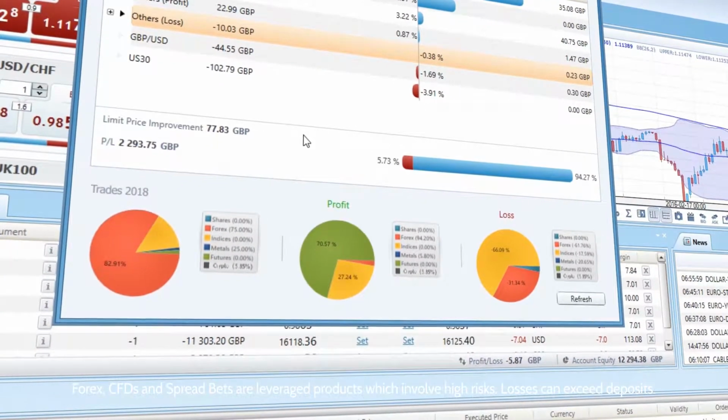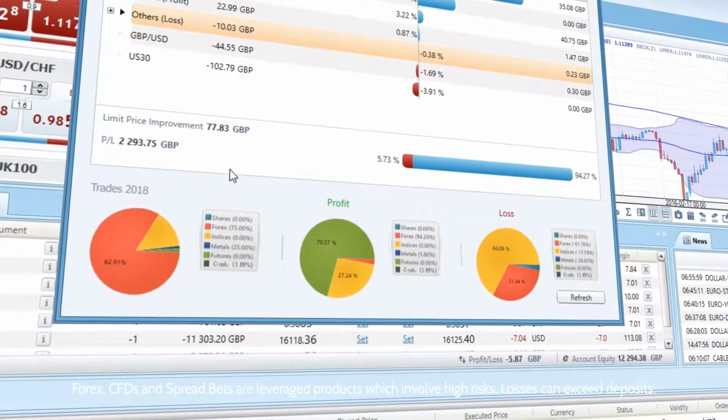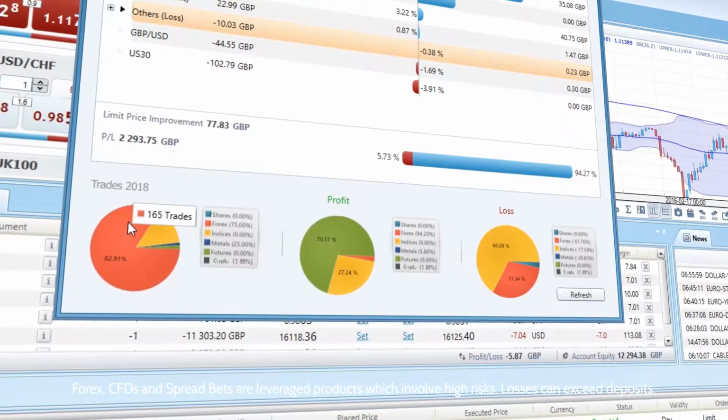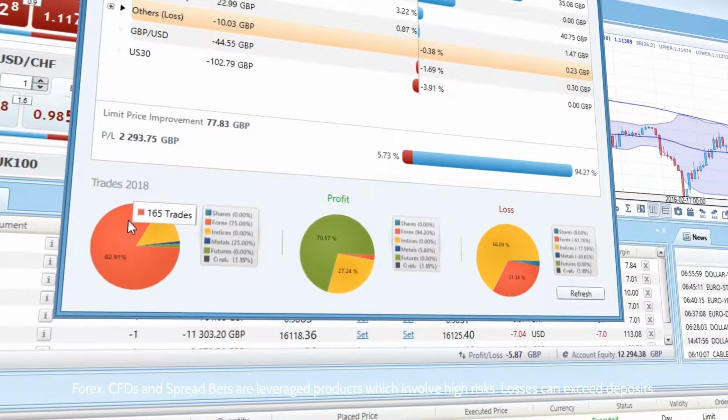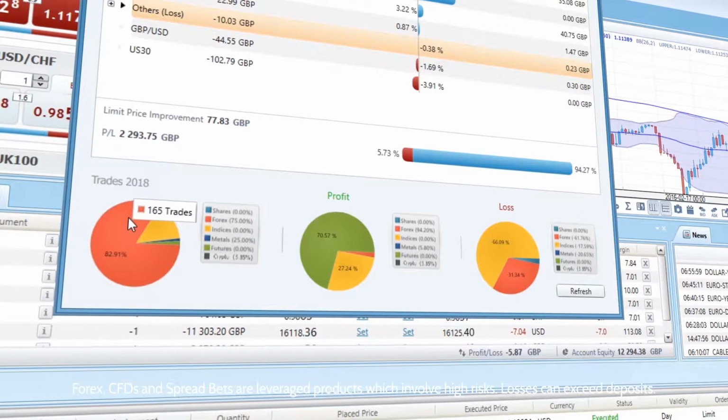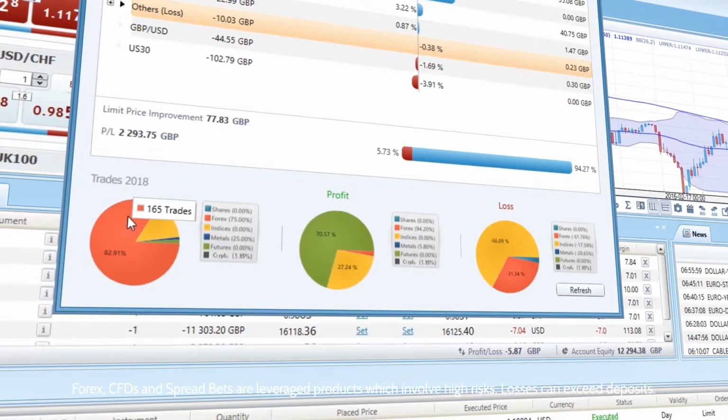The lower part of the trading statistics window contains 3 pie charts. The first one, Trades, shows you your executed trades broken down by instrument type. Hover over the different sections of the pie chart to see the actual number of trades with each instrument type.